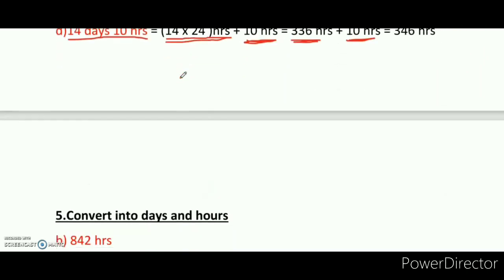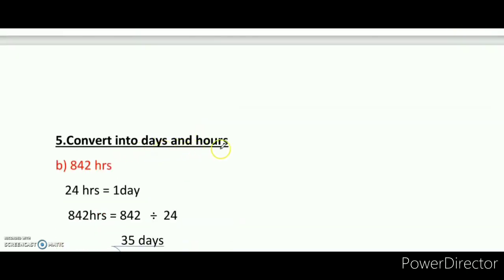But in question number 5, children, it is given hours, convert into days and hours. Here hours is given and we have to convert to days. That means a smaller unit is given and we have to convert to a bigger unit. So when a smaller unit is given and we need to convert to a bigger unit, in that case we will divide. Remember, children, when we are converting a bigger unit to a smaller unit, we will multiply. When we are converting a smaller unit to a bigger unit, you will divide.